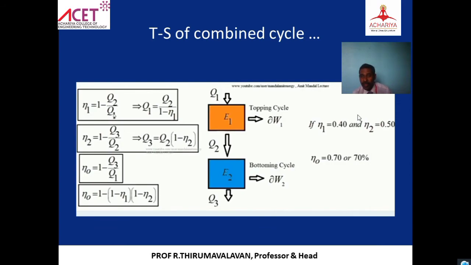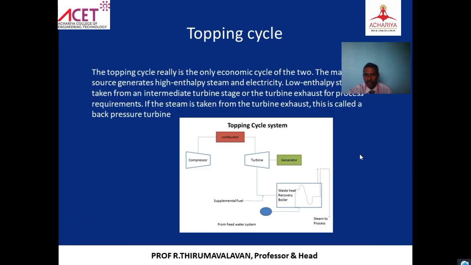So the efficiency will be improved. The efficiency of the cycle will be 70%. It cannot be obtained by a single cycle. If you go for multiple engines, if you are using 2 cycles, the efficiency will be improved to 70%. The efficiency of the Rankine cycle was improved from 40% to 70% if you go for a combined cycle.